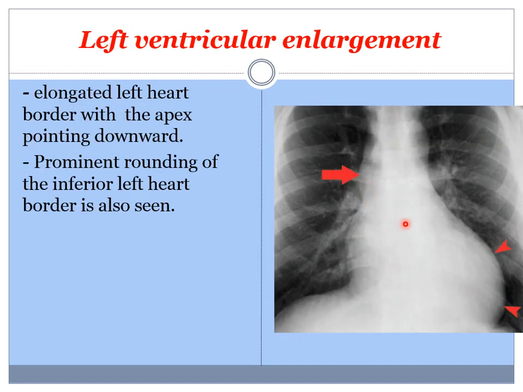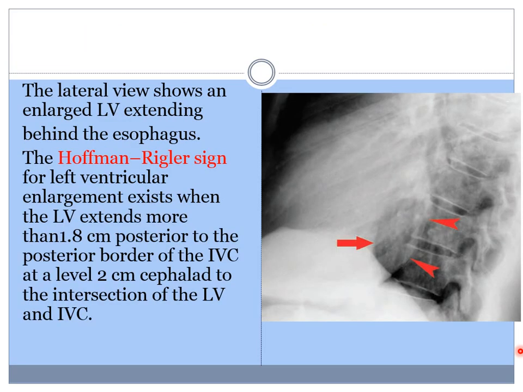Left ventricular enlargement, as described before, shows an elongated left heart border with the apex pointing downward. Prominent rounding of the inferior left heart border is also seen. On lateral view, an enlarged left ventricle extending behind the esophagus is called the Hoffman-Rigler sign. This is when the left ventricle extends more than 1.8 cm posterior to the posterior border of the inferior vena cava at a level 2 cm cephalad to the intersection of the left ventricle and inferior vena cava.